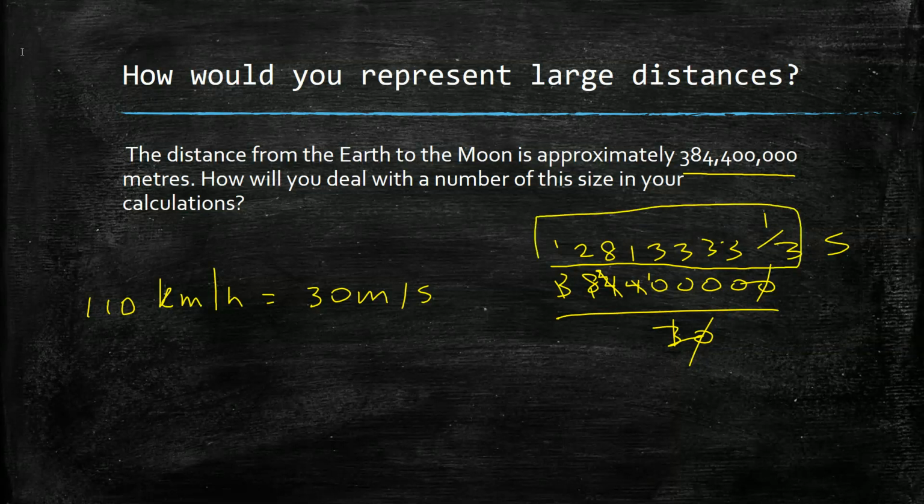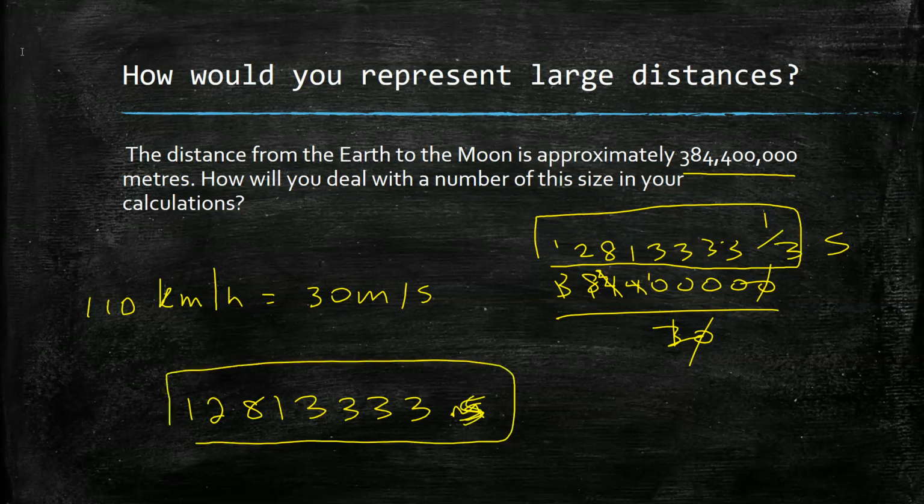Notice the answer that we have: 128, 1, 3, 3, 3, 3, and so on. This is in seconds, sorry. Is there a way that we can write this to make it simpler? After all, we're not interested so much in all this value here, and that's what scientific notation is used to do. We'll learn how to write scientific notation so we can shorten the numbers and still work with them to get significant answers.